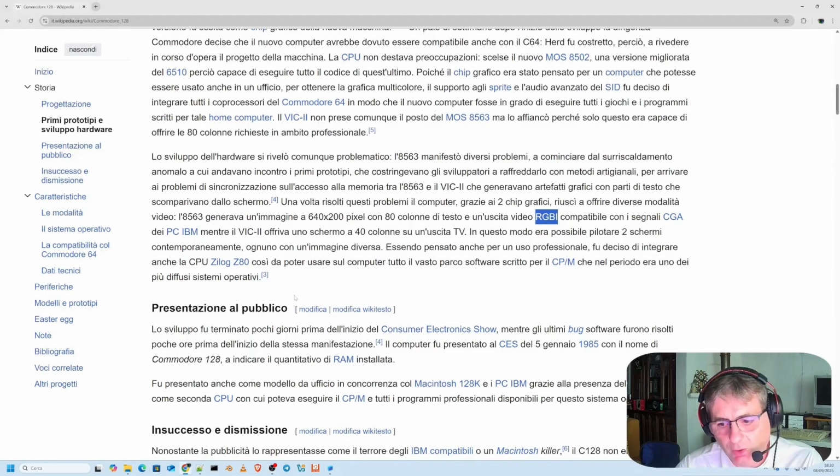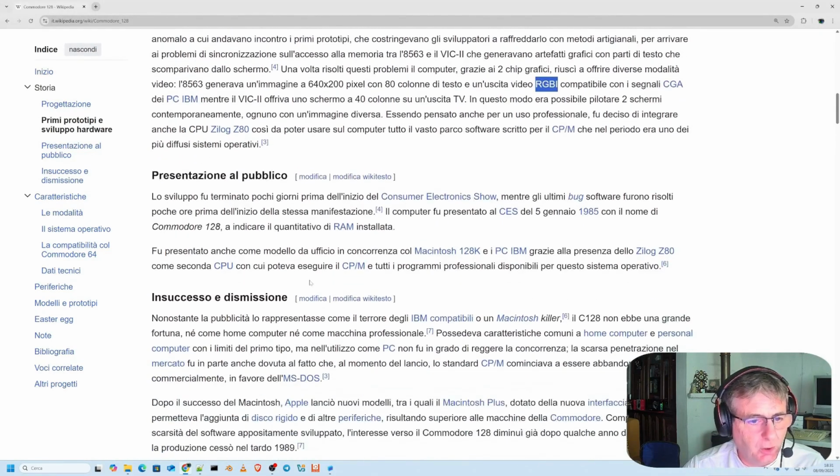And there were also a series of monitors that came out. For example, the 1901 or the 1084 from Commodore come to mind, which basically had what we now call RGB. But it was a particular type of RGBI because it allowed you to connect the Commodore 64, clearly compatible with CGA signals, but it also allowed you to start up the 128 in what was the 80 column mode.